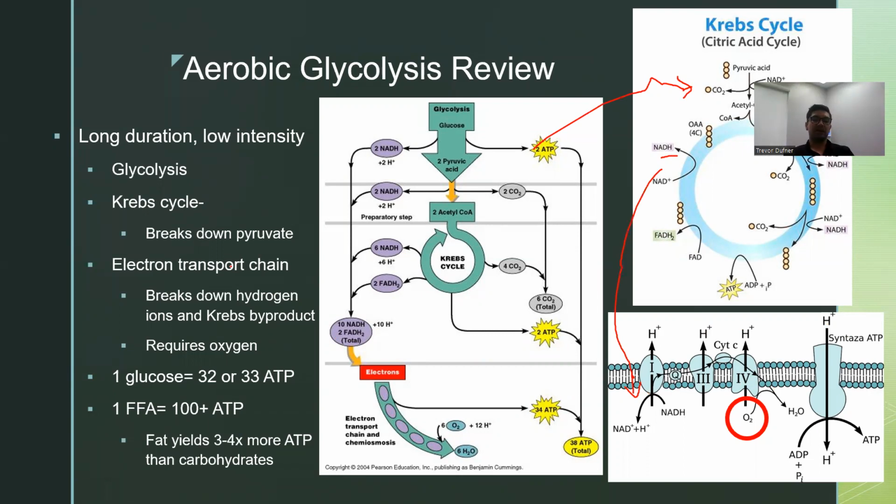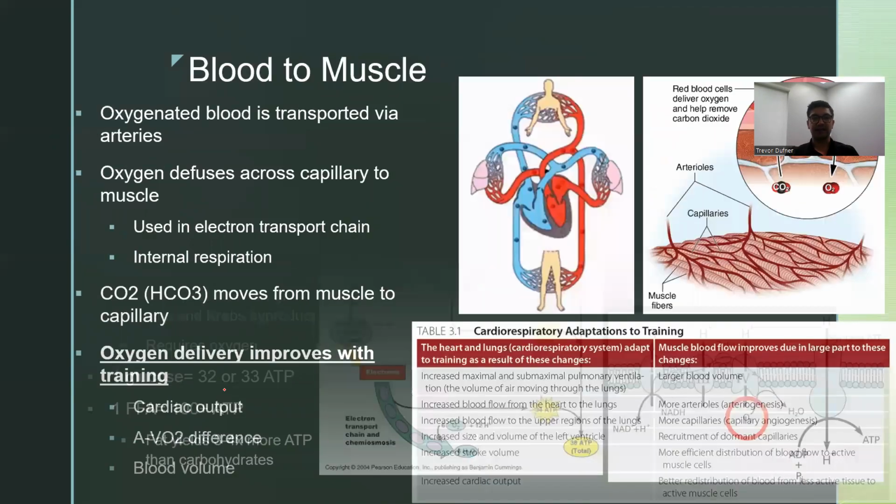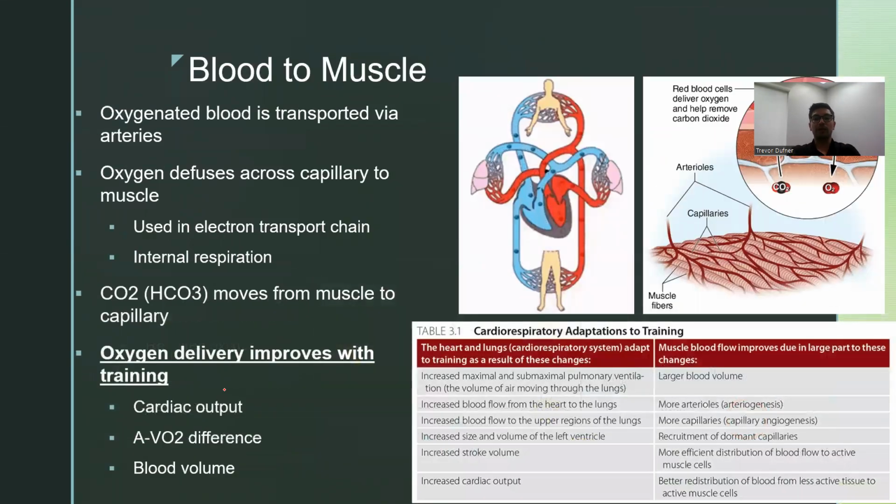Remember, glycogen gives 33, glucose will give us 32, and then one free fatty acid, which comes in right here with an acetyl-CoA, enters the Krebs cycle in the same area as the pyruvate does. That gives us 100 plus ATPs. So fat yields 3 to 4 times as much ATP compared to carbohydrates. But it's a more efficient process, which means it's a slower process, so it's not good for higher intensity exercise.